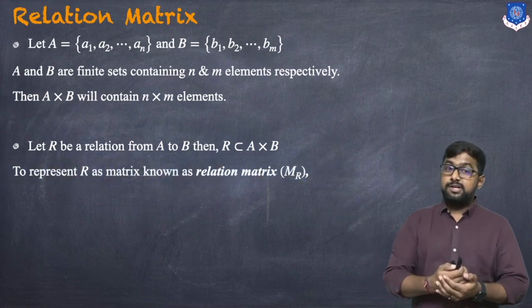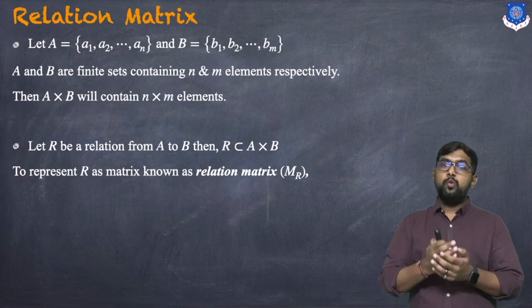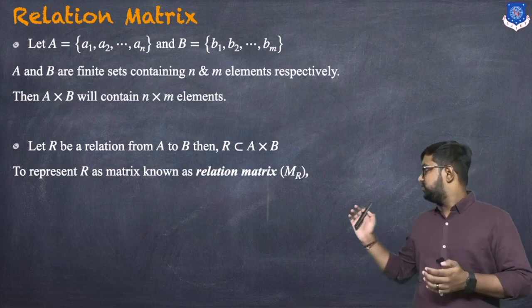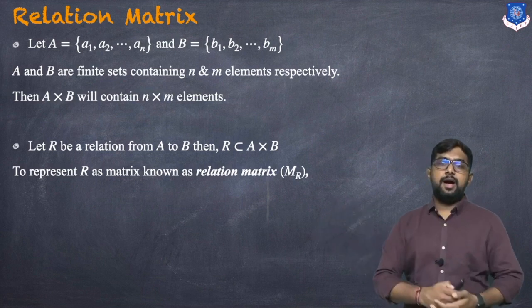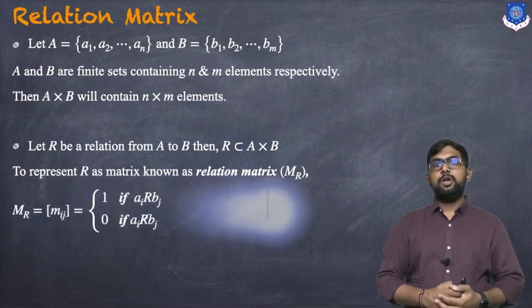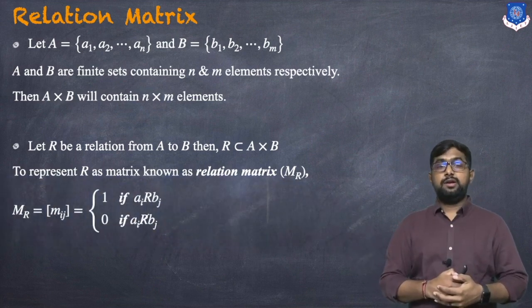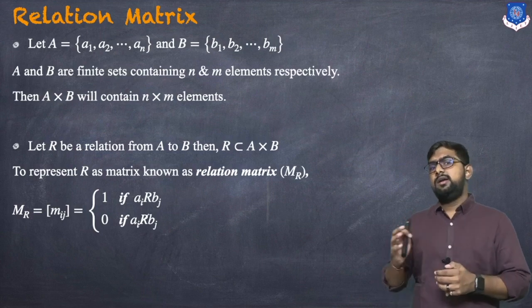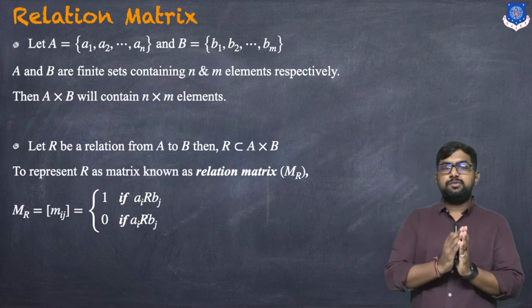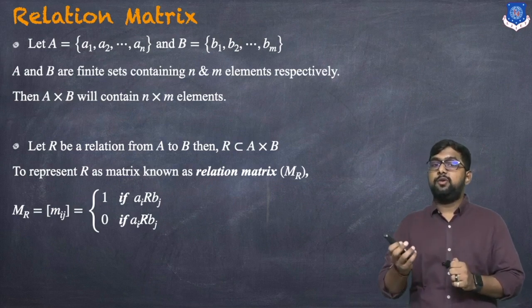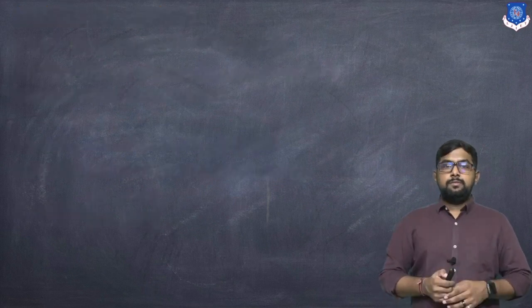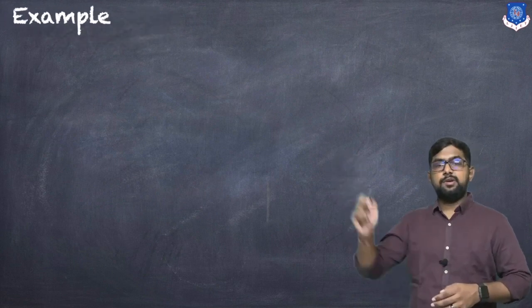Now the representation of R as a matrix is known as a relation matrix, and in short it is denoted by capital M subscript R, so MR. This is how we can calculate a relation matrix. See, in a simple manner, just write 1 if A is related to B and 0 if it is not related to B. Clear?